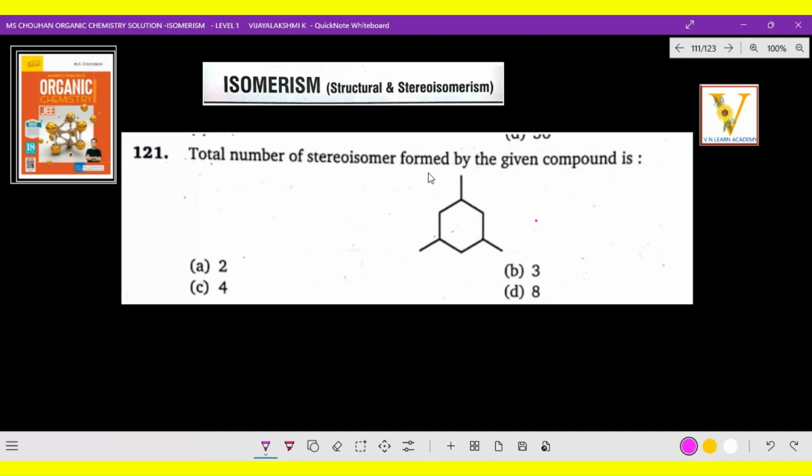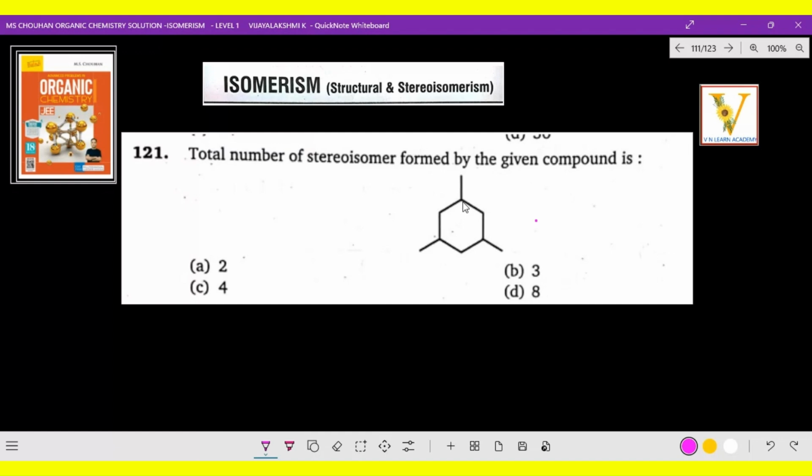Total number of stereoisomers formed by the given compound. As you are looking at this compound, this is trimethyl cyclohexane, that is 1,3,5-trimethyl cyclohexane. In that, how many chiral centers are available? Do you think there is a chiral center? Chiral center means 4 different groups or atoms attached to that carbon. That is called chiral carbon.